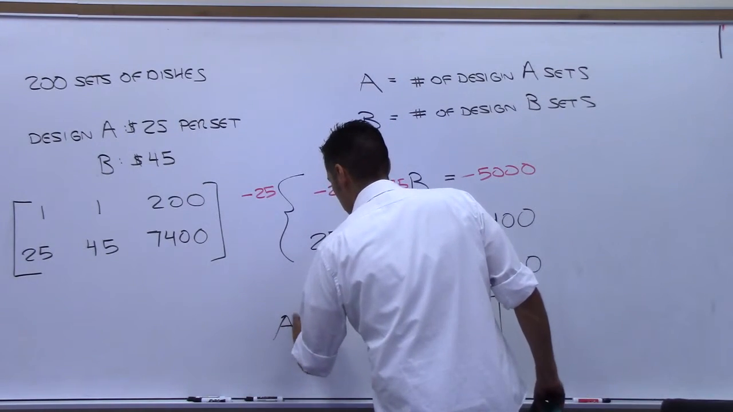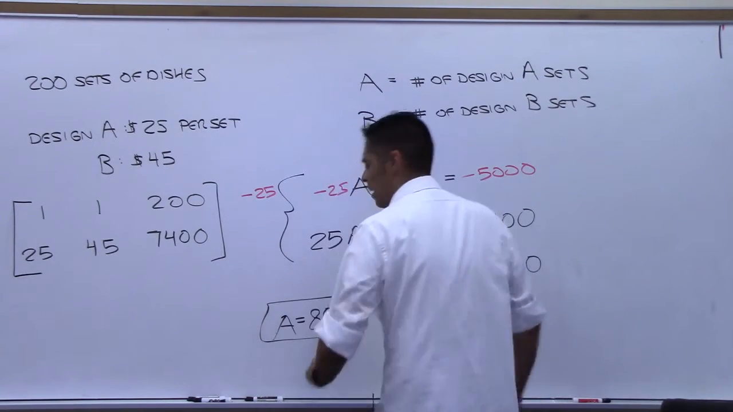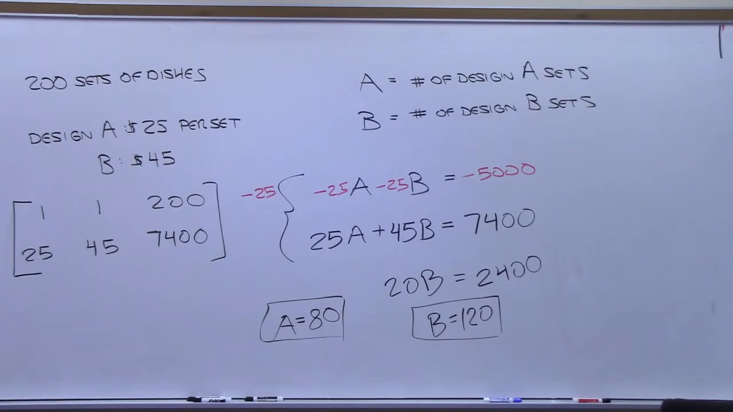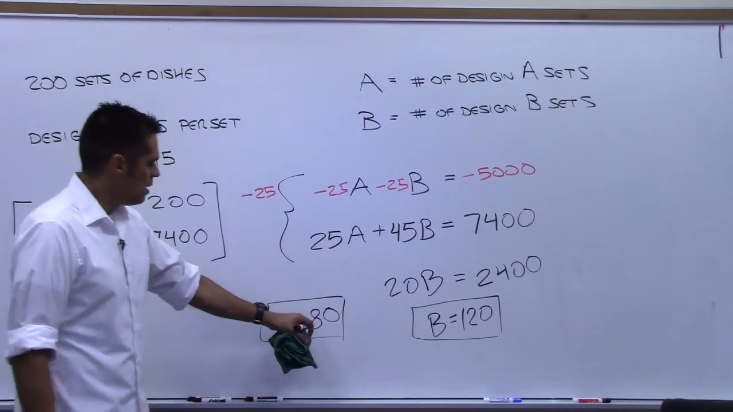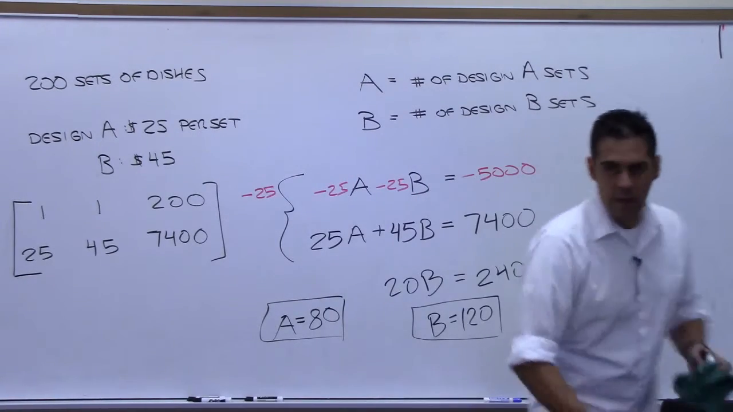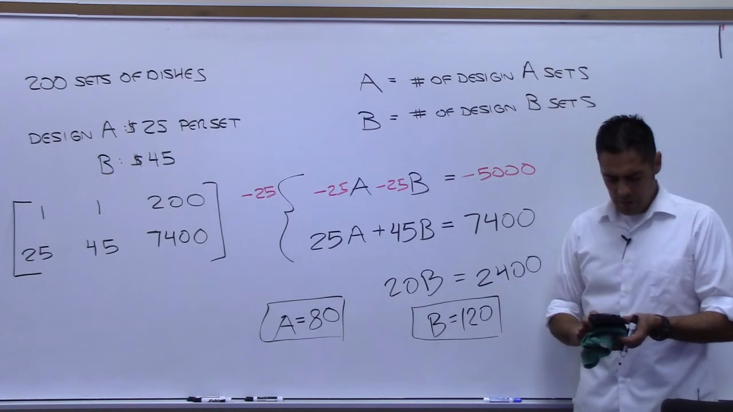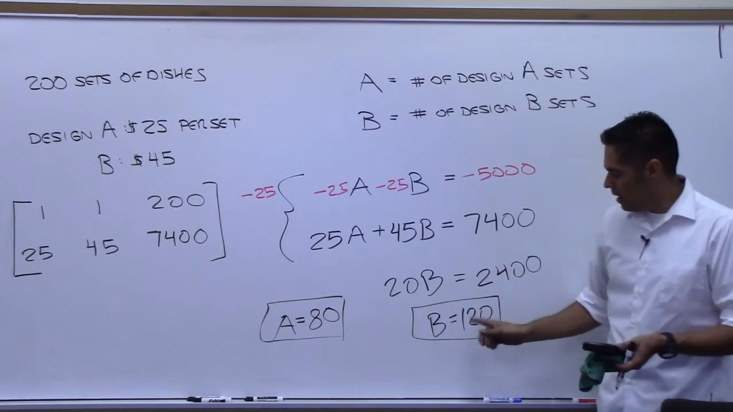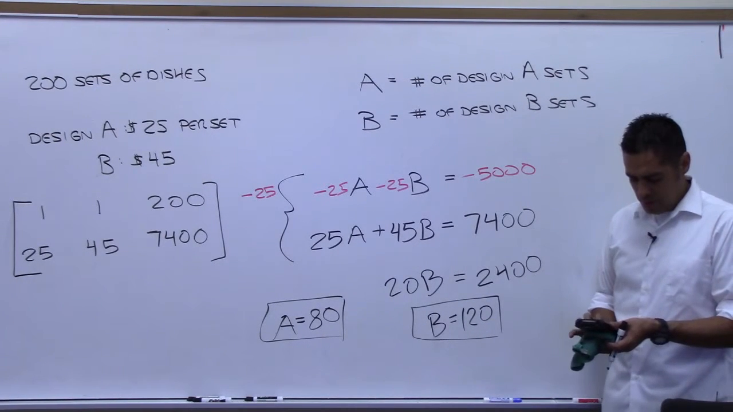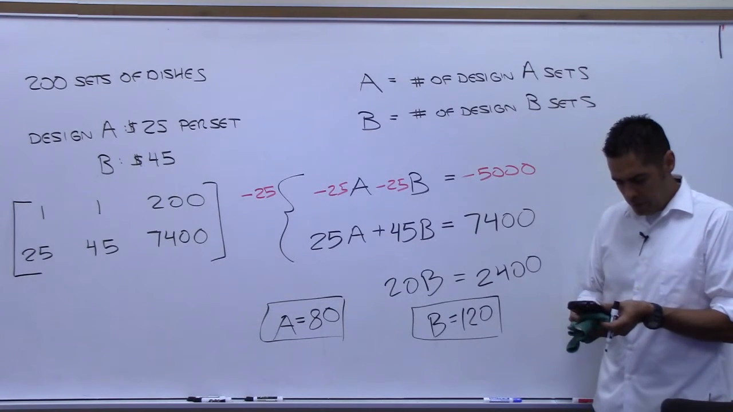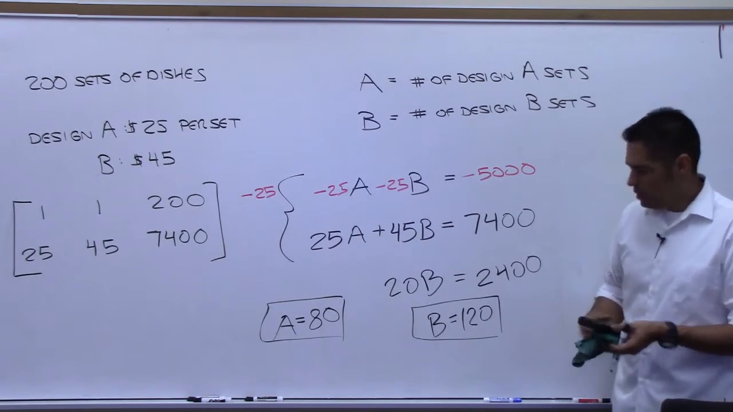Let's check it real quick. If we add those up, we should have 200. If we do $25 times each of the A's, 25 times 80, and add that to 120 times 45, we get 7,400.